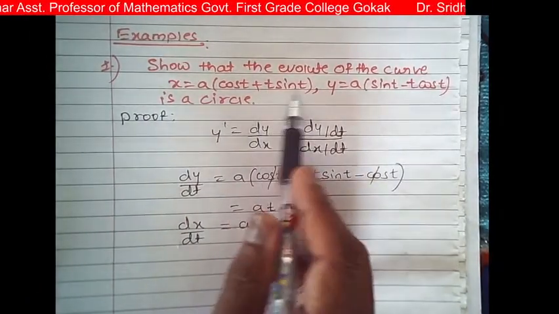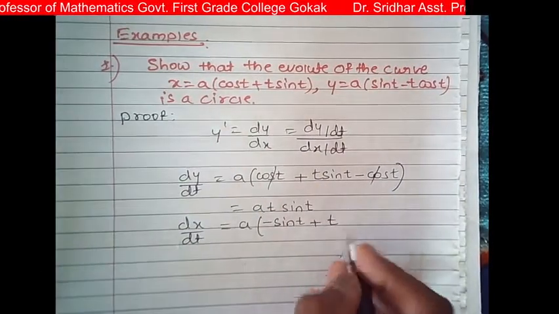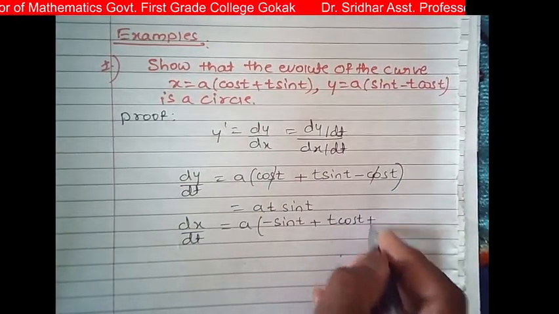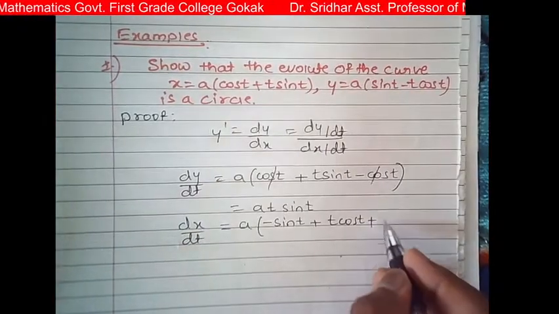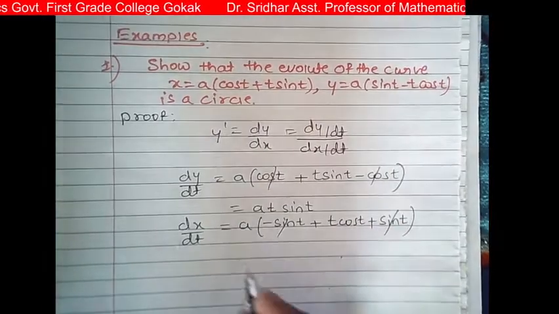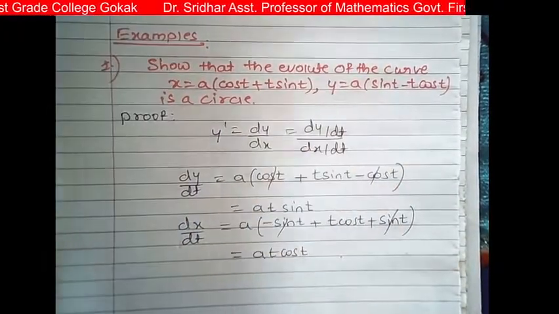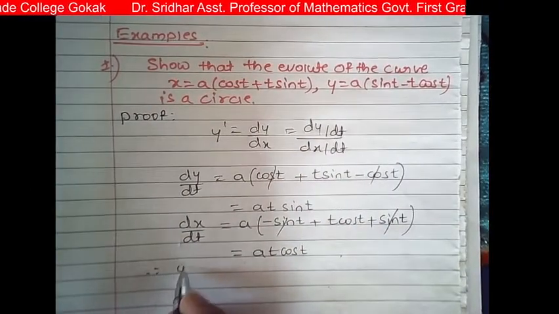Then here we have to apply product rule. First t as it is, differentiation of sin t, it is cos t. Then plus sin t as it is, differentiation of t is 1. So in this case, this sin t minus sin t get cancelled, and it is equal to at cos t. Therefore, y dash.